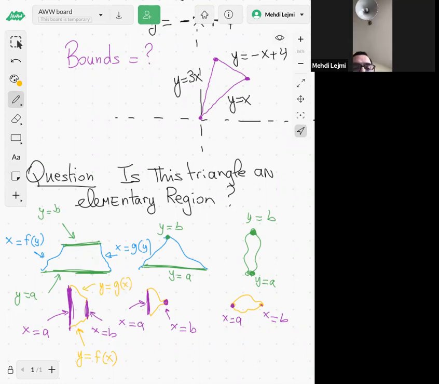Anyway, for this triangle, we don't have vertical lines or horizontal lines, right? So in that case, you have to divide this triangle into two sub-triangles. For example, I can divide it using this line here.